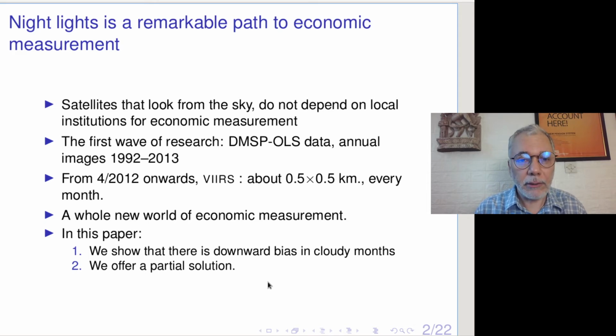In this paper, we do two things. We show that when there are cloudy months, there is a downward bias in the VIIRS radiance data. And we offer a partial solution for this problem. We offer a bias correction algorithm that partly solves the problem.